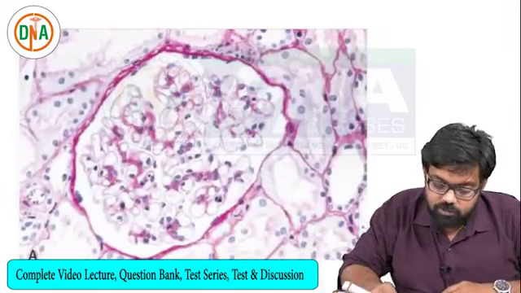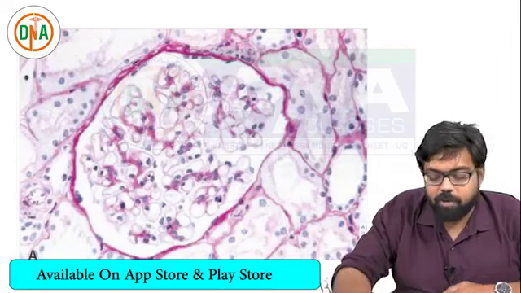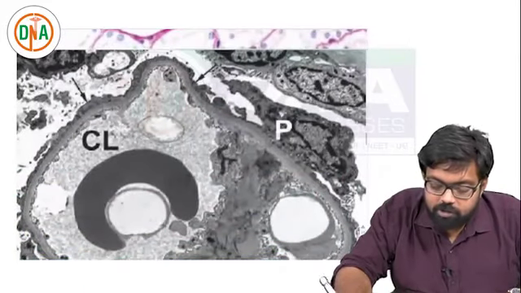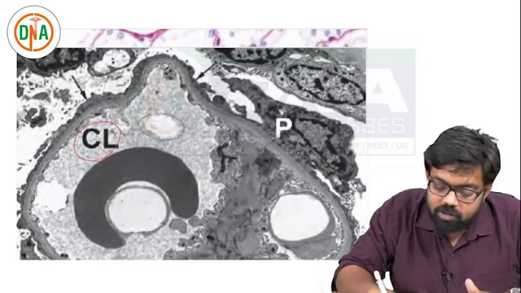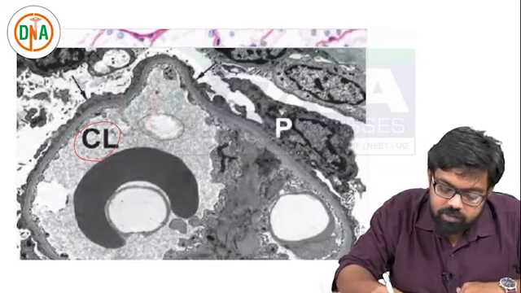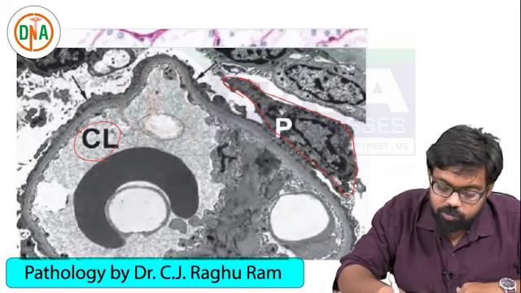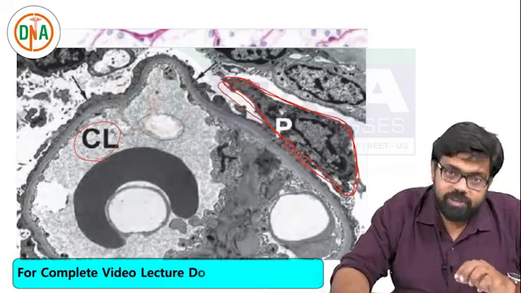Next, what is this? So this mostly will be looking quite normal. This glomerulus on light microscopy is looking normal. And let's see what is happening on electron microscopy. So on electron microscopy, this is the capillary lumen, this is a visceral epithelial cell. If you could make out, there are no foot processes. So it looks like it is a case of minimal change disease.